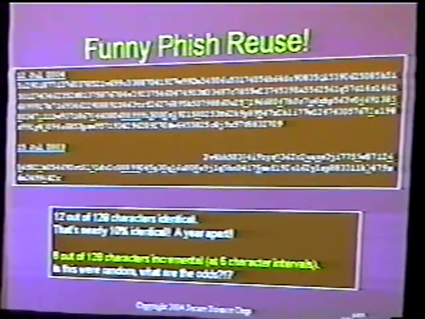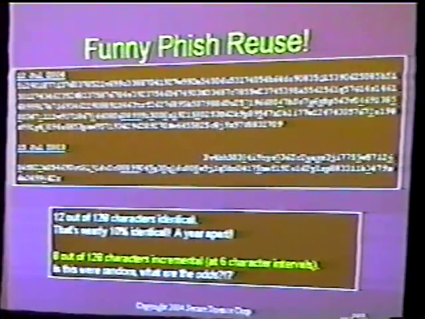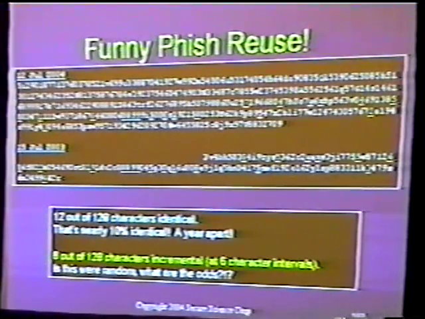So what are the chances of having 12 out of 128 characters being identical, as well as an additional 8 characters being incremental with a period of 6 characters, a full year apart, if this were random? Well, really tiny.